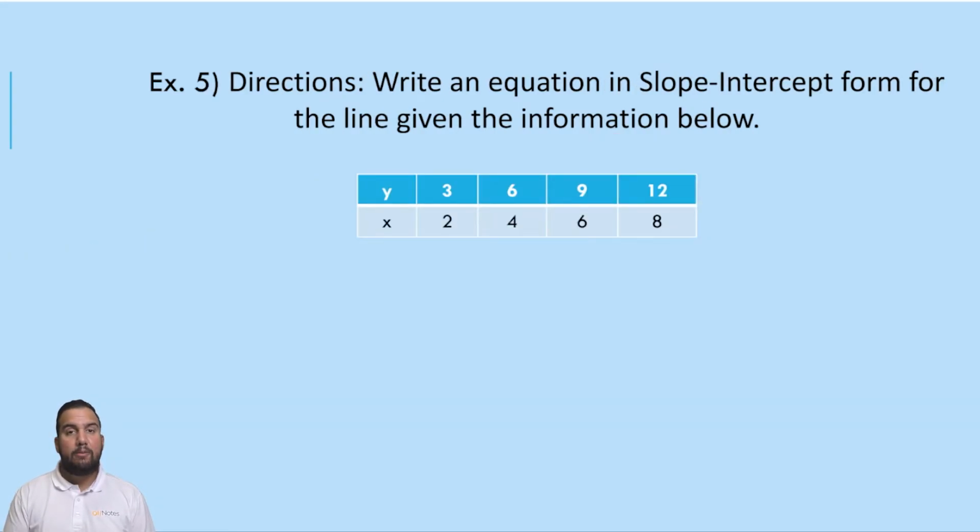Okay. So for example 5, you're going to notice a little bit different. The question now has a table, which is perfectly fine. But the question's asking you to write an equation in slope-intercept form. If you remember, slope-intercept form is y equals mx plus b. And at first, I'm like, okay, I can do that. I can do y equals mx plus b.